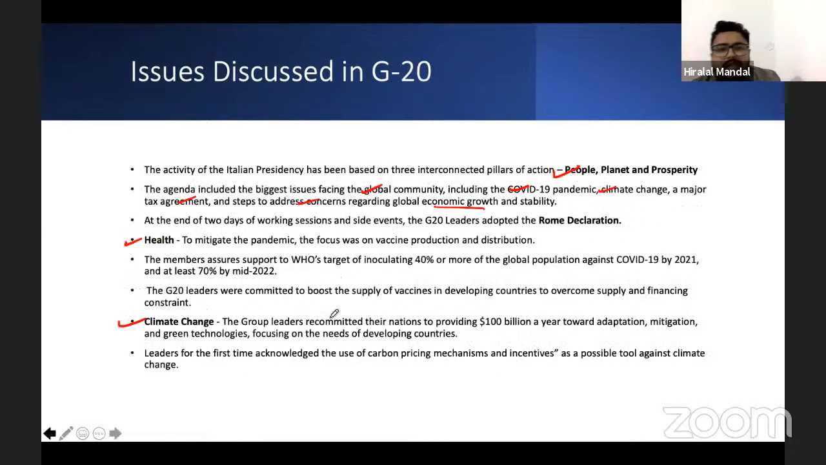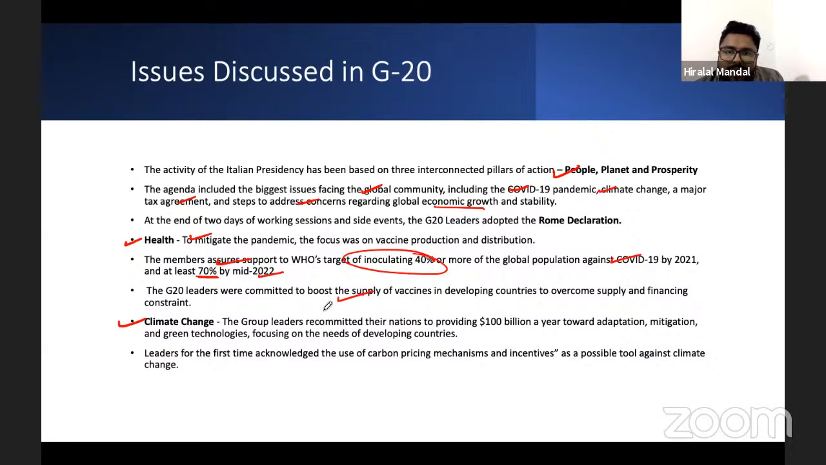And what are the specific things discussed as part of health? To mitigate the pandemic, the focus was on vaccine production and distribution, and therefore the first focus of the G20 is to reduce the impact of the pandemic on the various countries. The members assured support to the WTO's target of inoculating 40% or more of the global population against COVID-19 by the year 2021, and at least 70% by mid-2022.